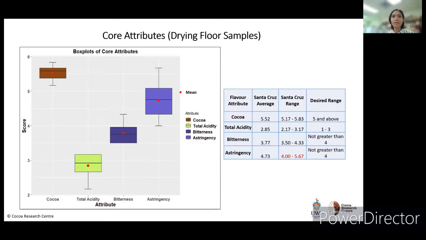And now, if you look at the table on your right, you'll notice that astringency is actually the only core attribute that didn't quite fall into the desired intensity range for the entire crop year for this location.